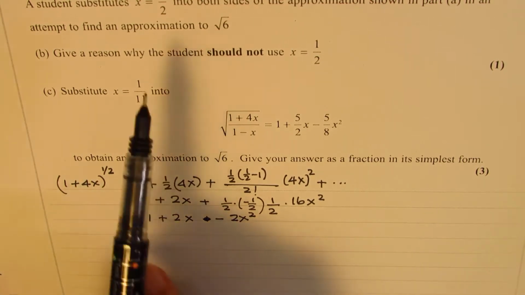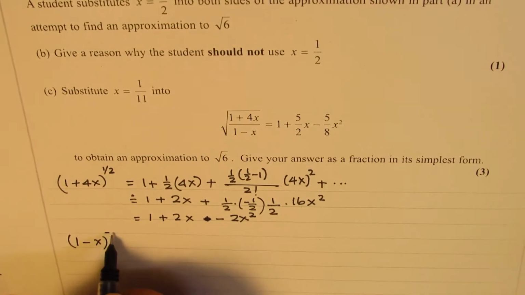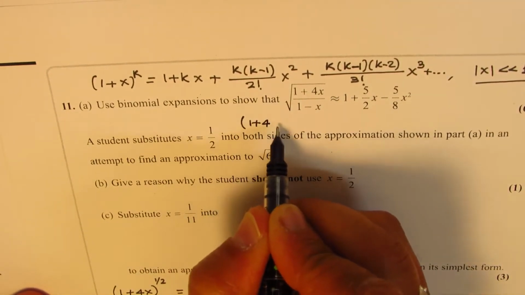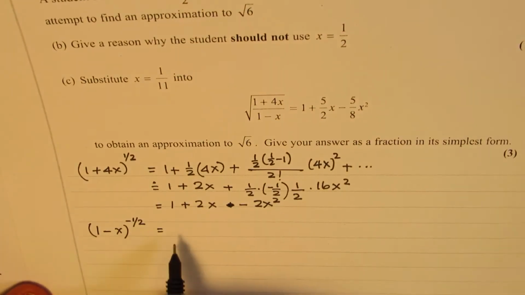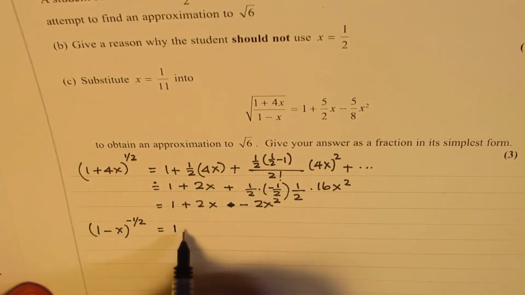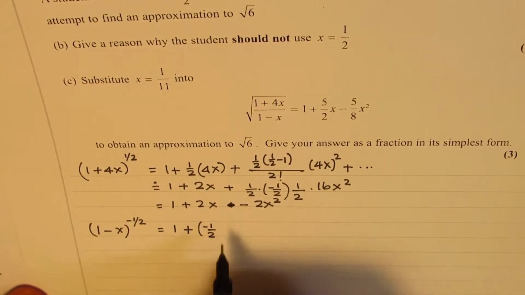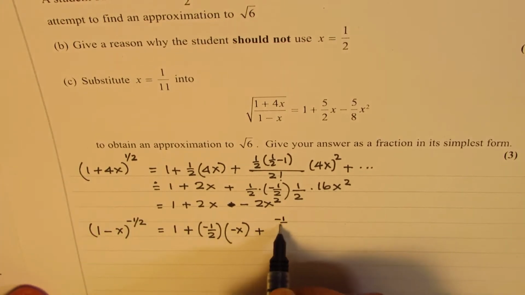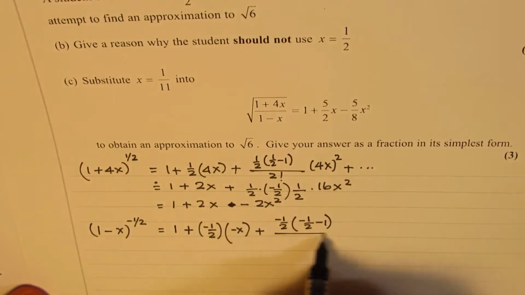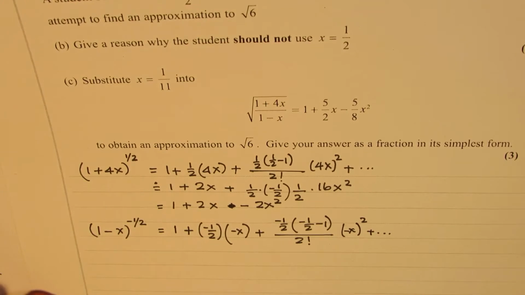So that becomes the numerator part. Now let's expand the denominator, which is 1 minus x to the power of minus half. The left side could be written as 1 plus 4x to the power of half times 1 minus x to the power of minus half. So we are expanding them one by one, and then we are going to multiply them. So it is 1 plus, let's write like this, minus half times whatever is inside, which is minus x, plus the exponent, which is minus half, times minus half minus 1 over 2 factorial, and here we get minus x whole square. We are going to neglect the other terms.